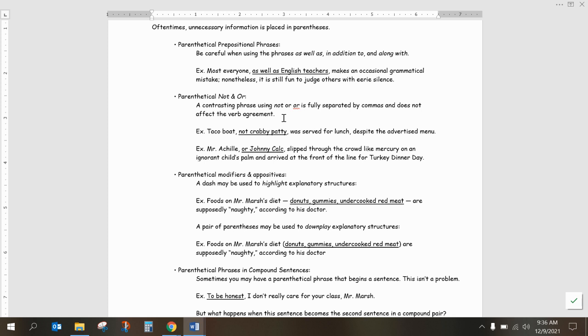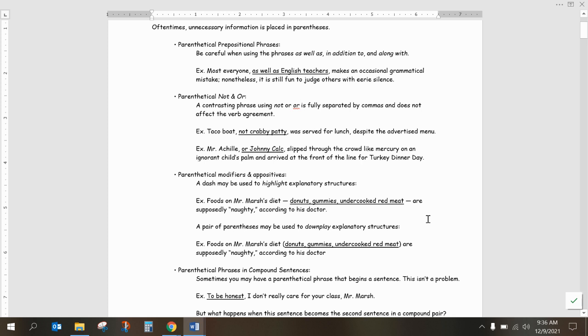On the flip side, if I actually want to downplay it and almost make it a little bit more subtle, I'll use parentheses instead of commas. So I could say, foods on Mr. Marsh's diet, donuts, gummies, undercooked red meat, are supposedly naughty, according to his doctor. So the way you want your reader to read that sentence, whether they're shouting it, really hitting it harder, or kind of downplaying it, the punctuation will change.